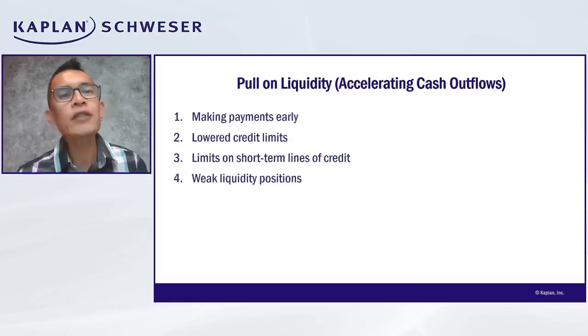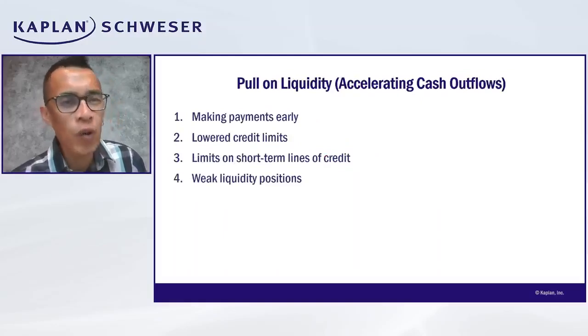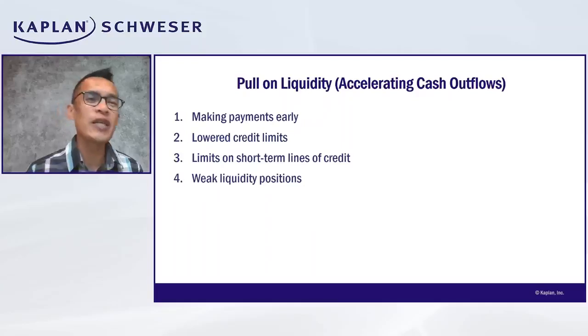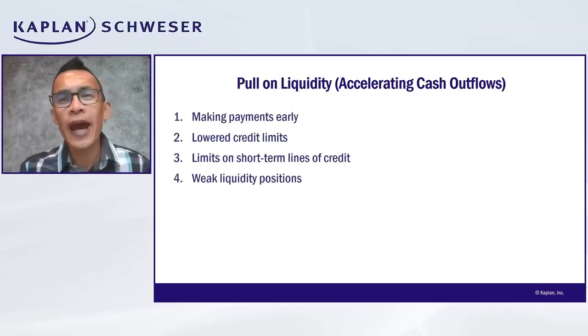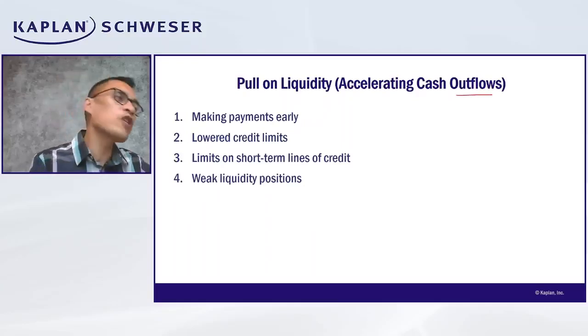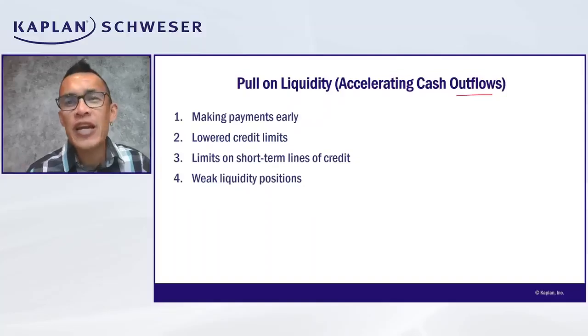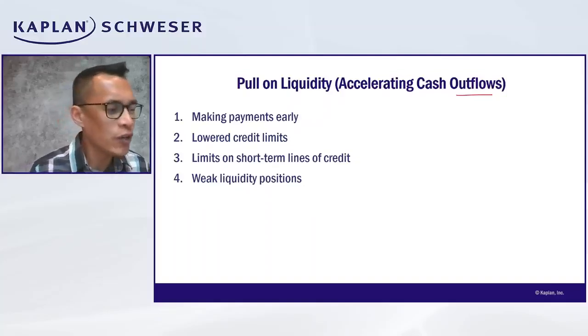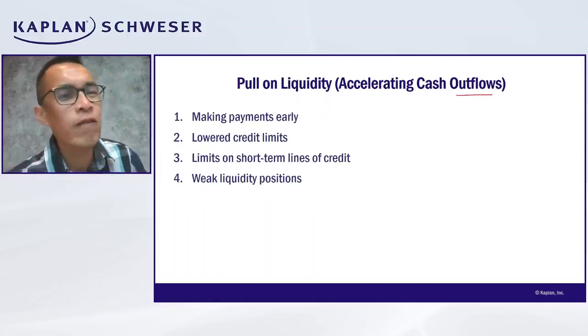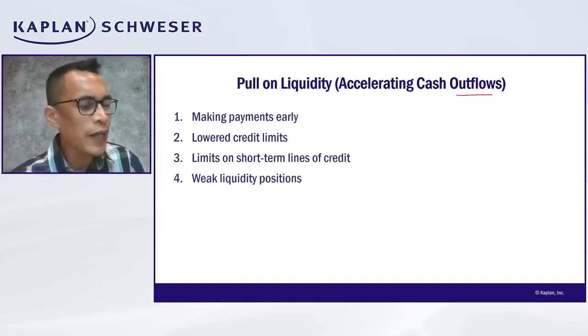On the other hand, a pull on liquidity is also bad because now we're looking at outflows. So whereas before we're looking at slowed down inflows, we're now looking at speeded up outflows. Okay, so that's also not good, right? So I'm going to have us look at 4 examples that cause cash outflows to be greater or accelerated.